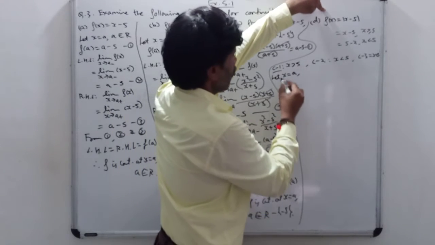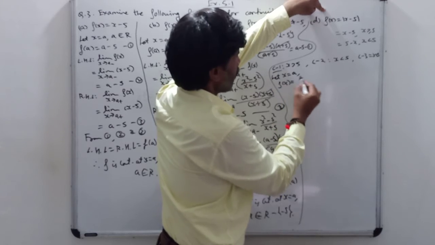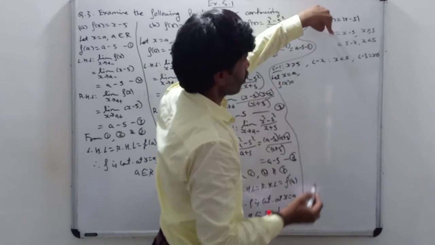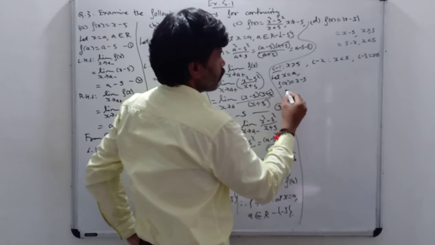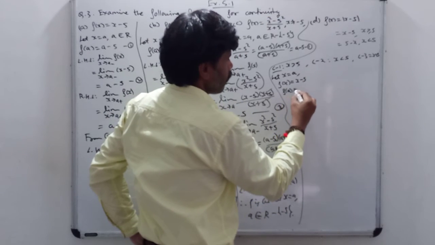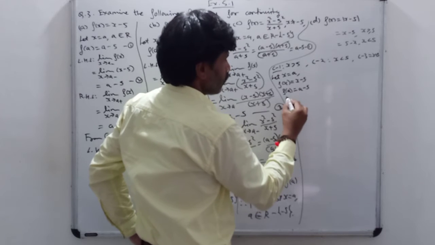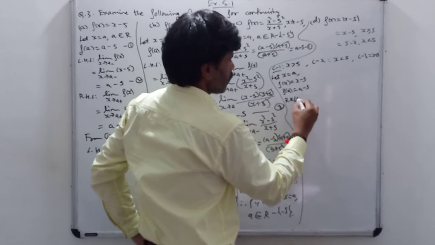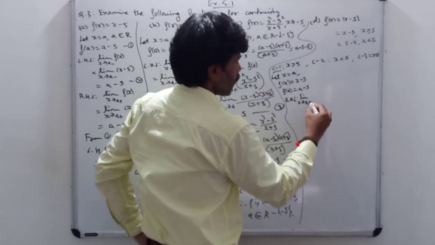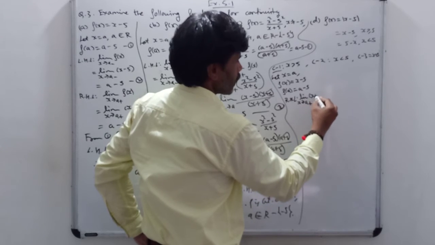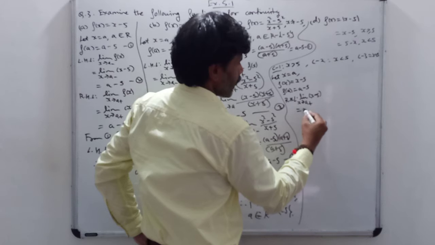So here, f(x) is equal to what when x is greater than 5? What is the function? x minus 5. Okay, now you find out f(a). So f(a) will be what? a minus 5. Then you find out the RHL, right hand limit, that will be limit x tends to a plus of f(x). f(x) is x minus 5, so you will get a minus 5.